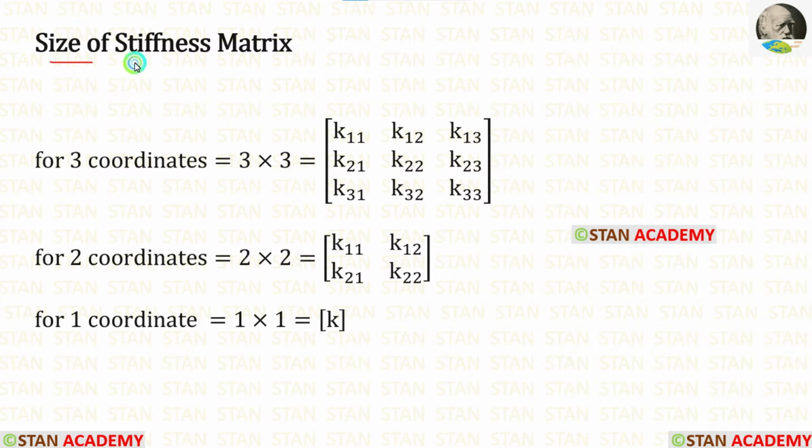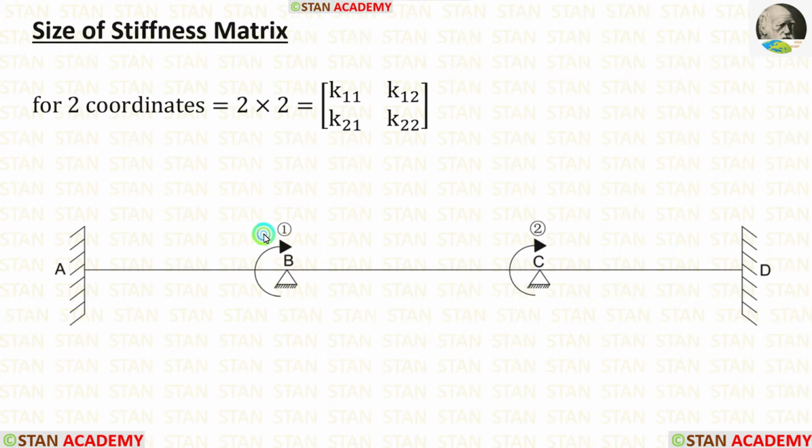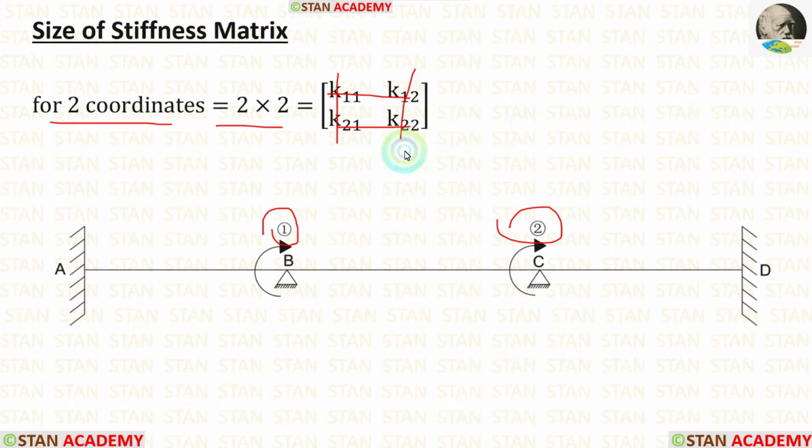Now let's see the size of the stiffness matrix. For 3 coordinates, the size will be 3 by 3. For 2 coordinates, it will be 2 by 2. For 1 coordinate, it will be 1 by 1. In this analysis, we are having 2 coordinates. For 2 coordinates, the size will be 2 by 2. Inside the matrix, we will have 2 rows and 2 columns.